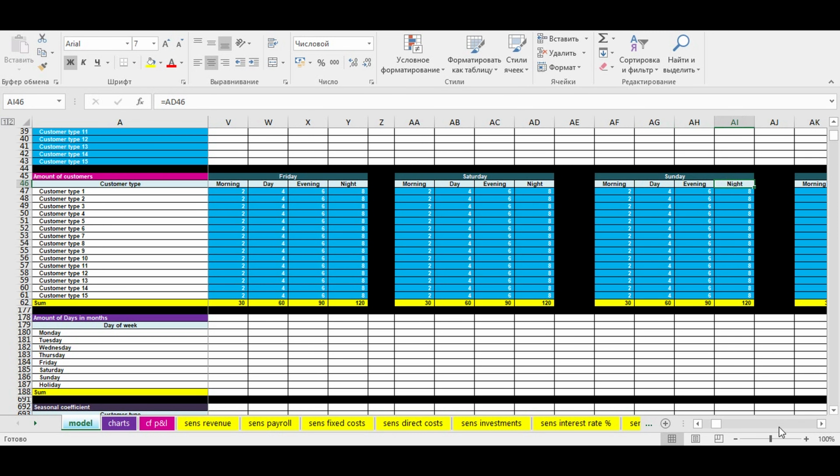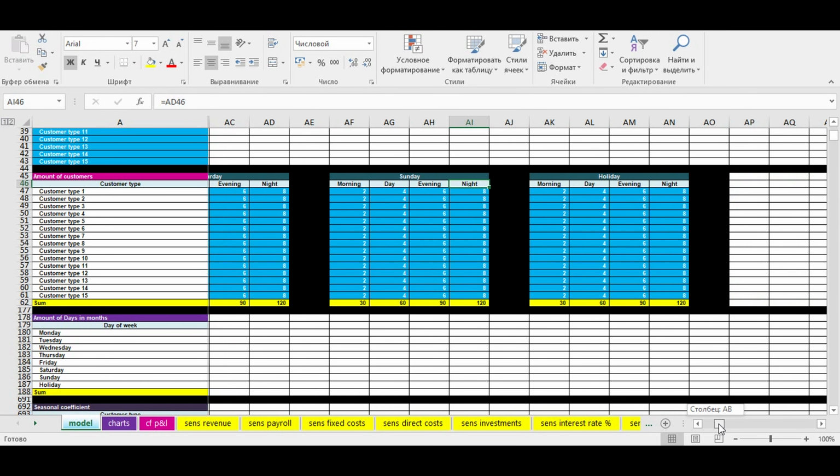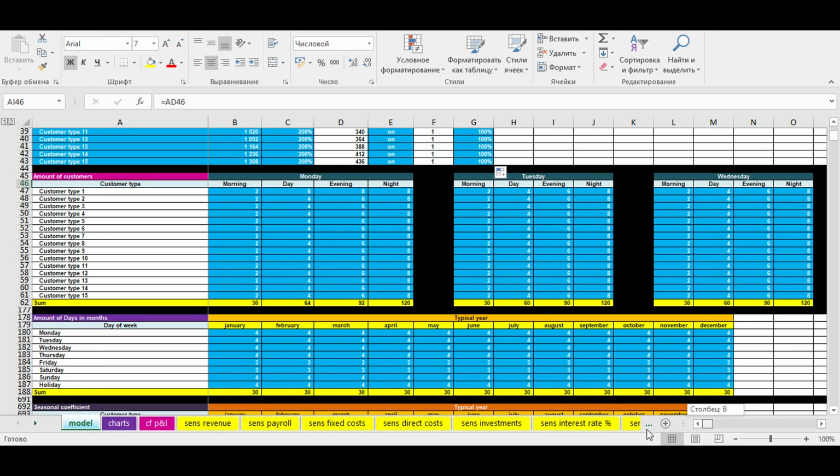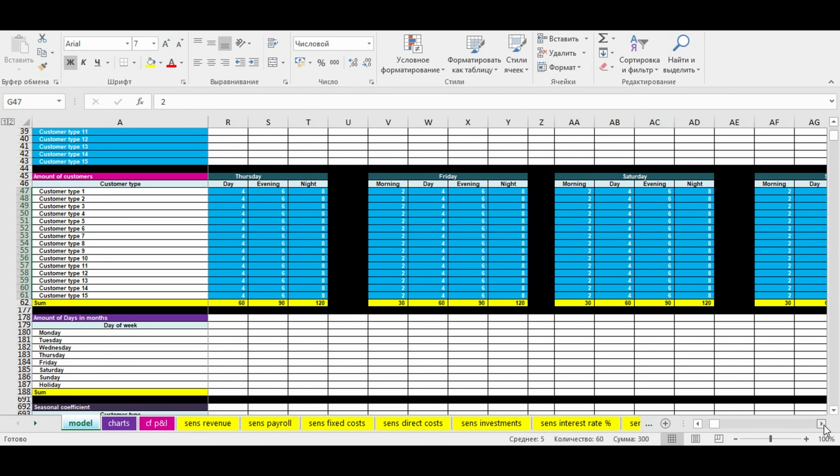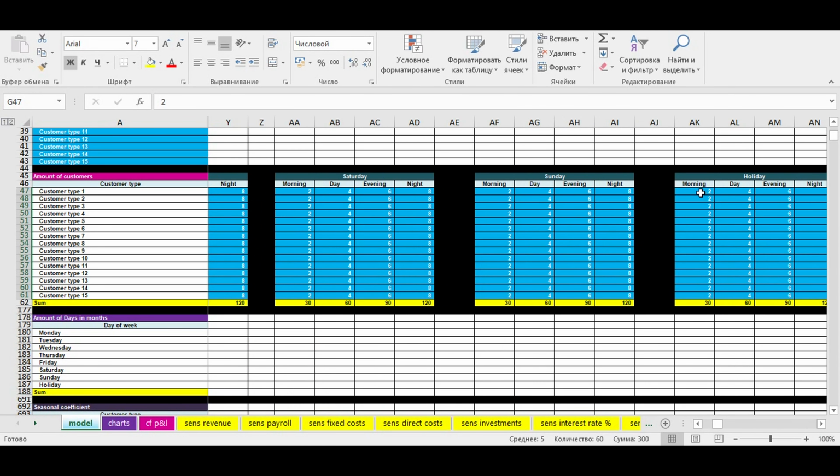Why does all this make sense? For example, our coffee shop may be closed on weekends. This will affect revenue. Our coffee shop may be closed on holidays. This will also affect the revenue. Some types of customers won't come to us on weekends. Some types of customers won't come to us on Monday morning or Friday evening or Sunday morning, day, evening or night.